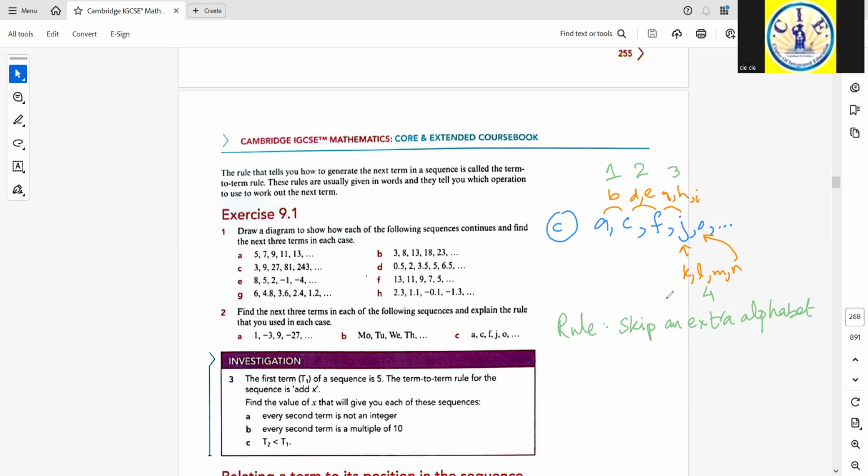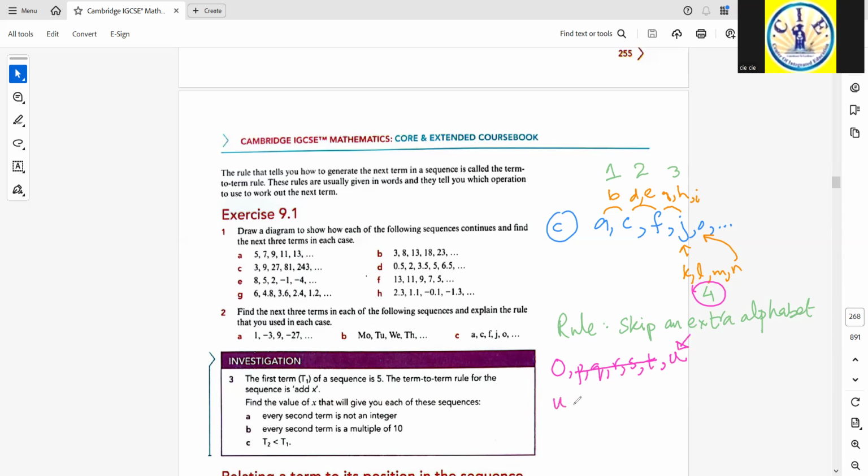Okay. So in the same way, after O, what should I get? Last time I skipped four. So then after O, I need to skip P, Q, R, S, T. I need to skip all of them. Then it should be U. So the next term is U.